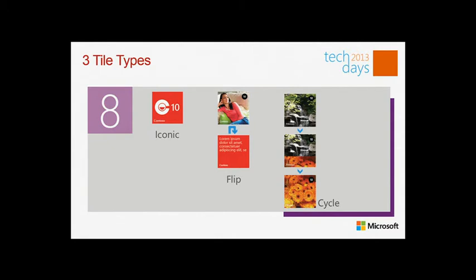The flip tile is similar to what we already had in Windows Phone 7, and then there's now a new cycle tile where you'd have many different images, and those images would automatically be cycled through in an interesting and pleasing way by the operating system. That's the one that we use for our photo application, but it can be used for other scenarios as well. So those are all available to you as a developer, so I encourage you to do that.